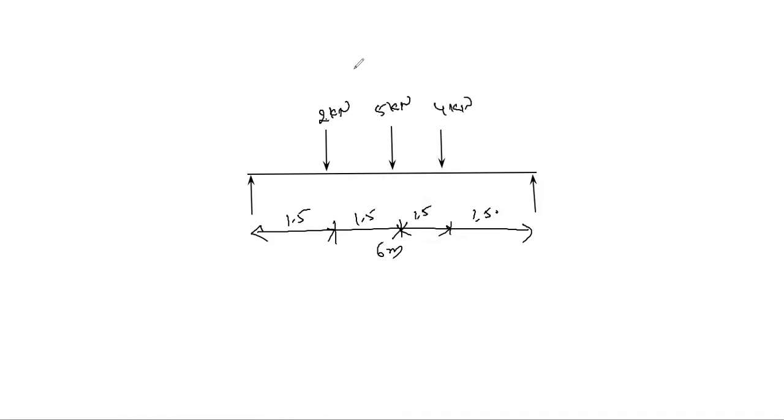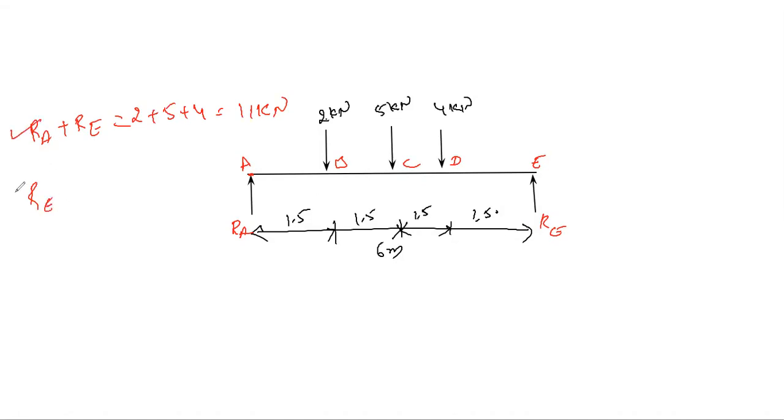Next we need to make the cross sections. Let us call them A, B, C, here D, and E. Then we should know that the upward forces equal the downward forces. Here we need to calculate the reaction forces Ra and Re. To determine Ra and Re, you should know that Ra plus Re is equal to the vertical forces, 2 plus 5 plus 4, which is 11 kilonewton.